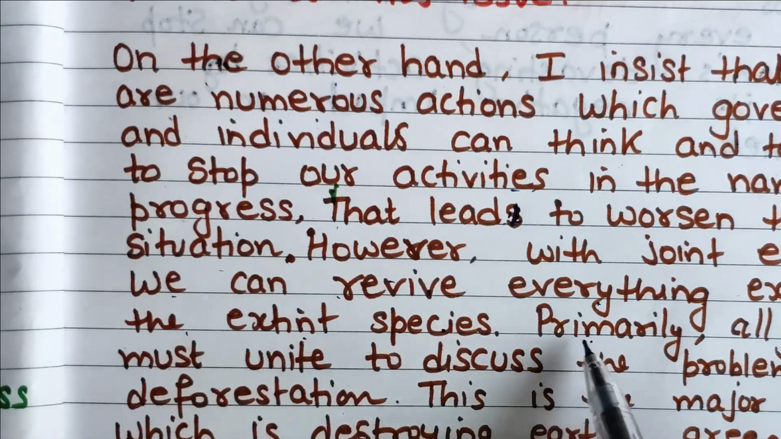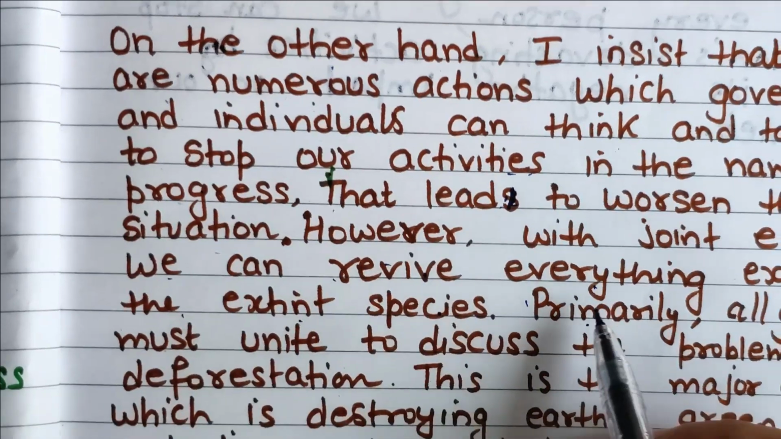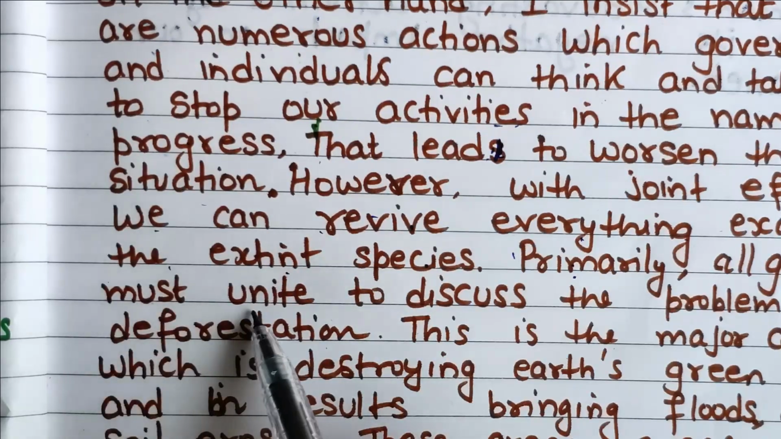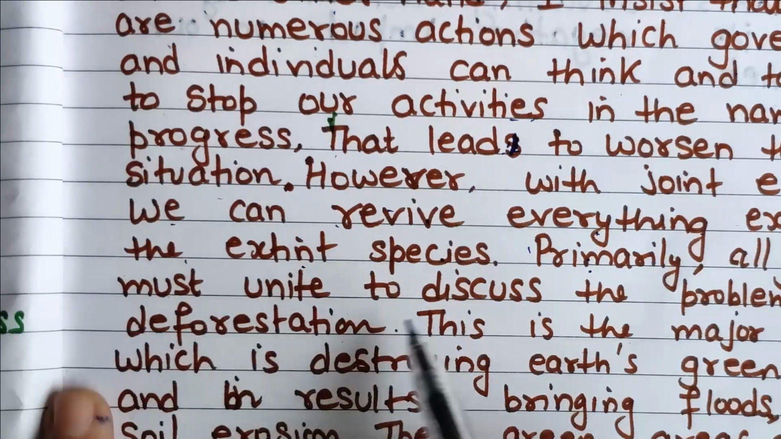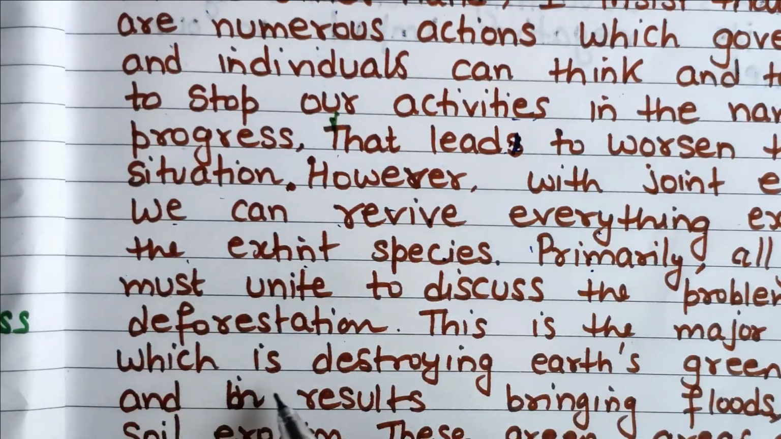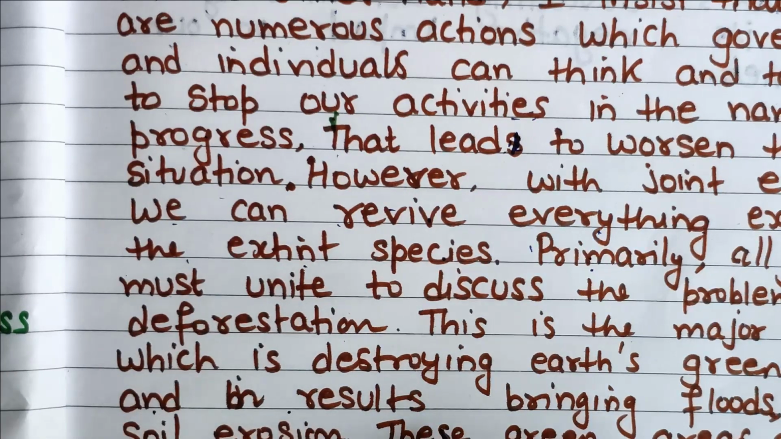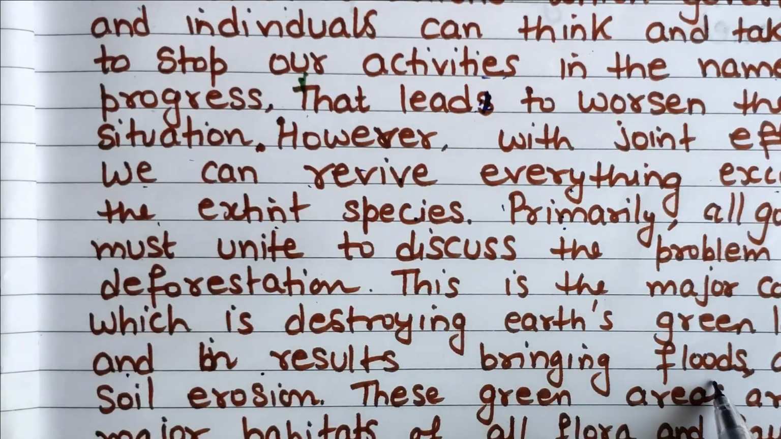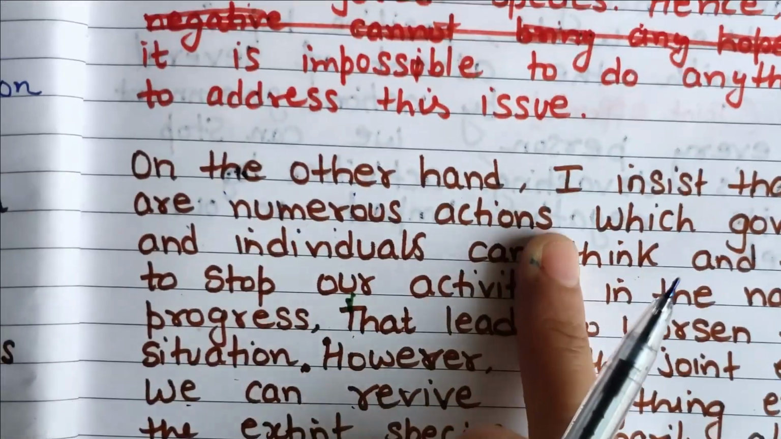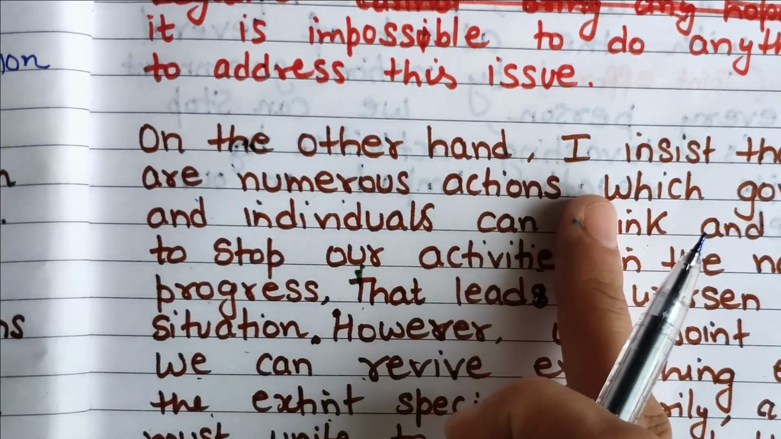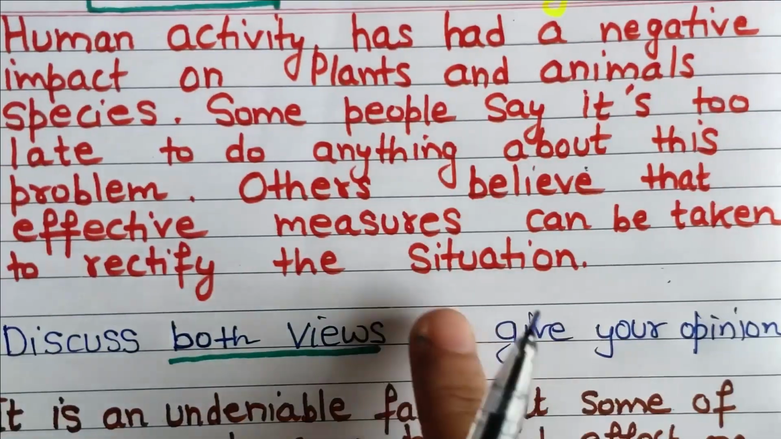Primarily, now first, who can do the action? Primarily, all governments must unite to discuss the problem of deforestation. This is the major concern which is destroying earth's green lungs, and in results bringing floods and soil erosion. Now I have discussed these. First, I have discussed what is according to the question, you can read the statement.